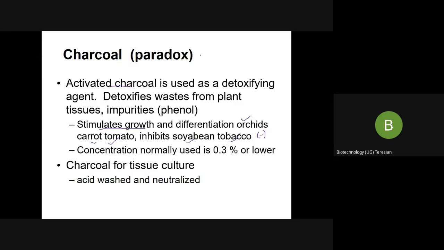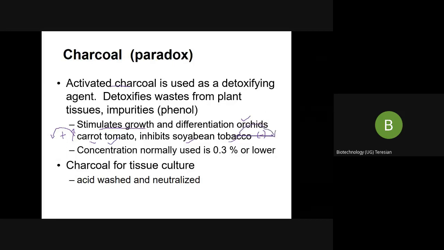Now, why is this happening? Why is charcoal doing this? For the plants where it acts as an activator, it removes all the waste from the culture. When the waste metabolites are removed, it actually enhances their growth. Whereas where it acts as an inhibitor, when we add activated charcoal, it shows a negative effect. What it is doing is taking off the phytohormones, which are essential for growth. That is what the scientists have observed.